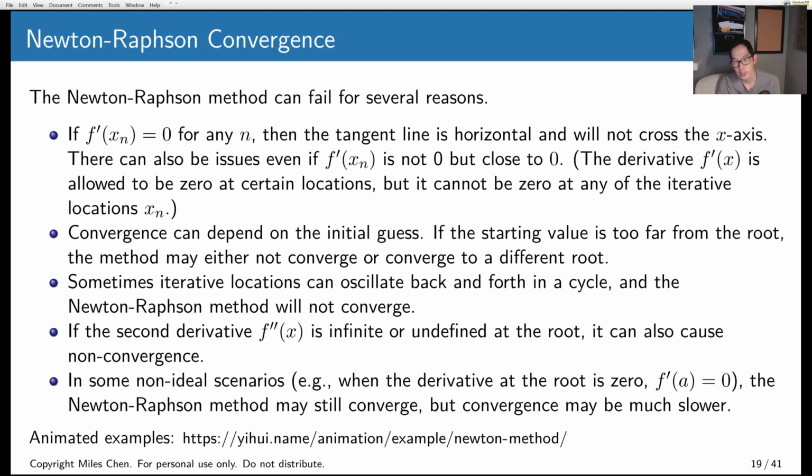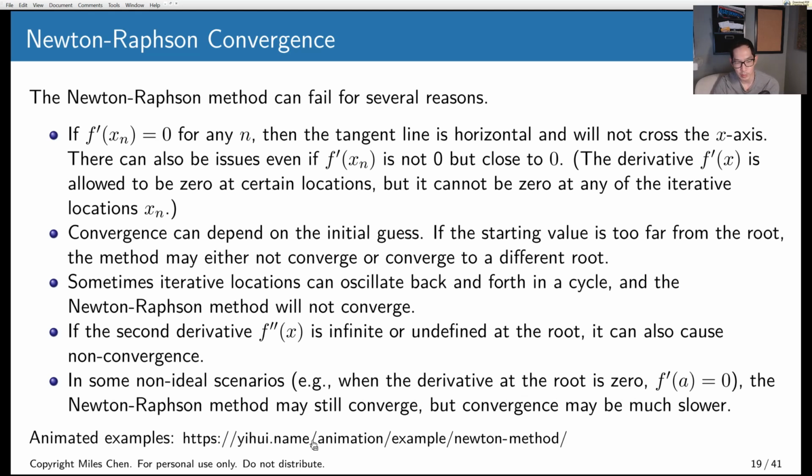Convergence also depends on the initial guess or your starting value. If your starting value is too far away from the root, it might not converge. Or your function might have multiple roots, and it could end up converging to a different root, okay? Sometimes the Newton-Raphson method ends up oscillating back and forth if you have some interesting function and it doesn't converge, okay? And if you have a second derivative that's infinite or undefined, it could also cause different problems.